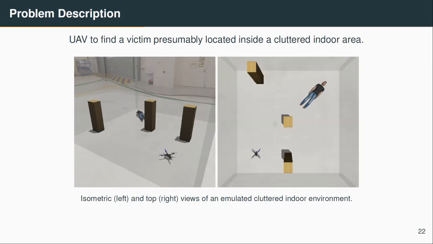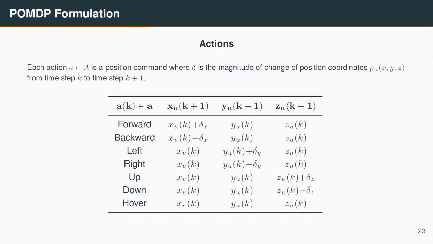In indoor environments, the goal of this task for the UAV is to find a victim that is presumably located inside a cluttered indoor area. The victim here is static. We have a set of obstacles here, and then we have our set of actions. Now I'm going to talk about the POMDP formulation.